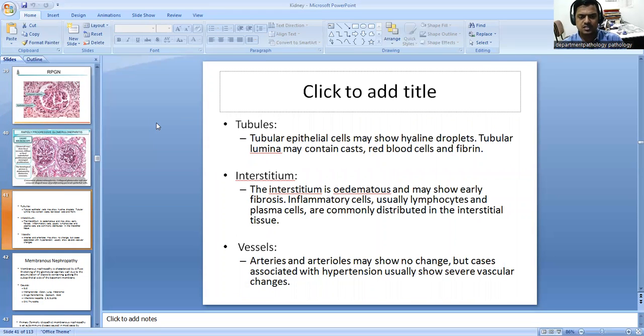Vessels, the histological features of vessels. Arteries and arterioles may show no change at all, but cases associated with hypertension usually show severe vascular changes.